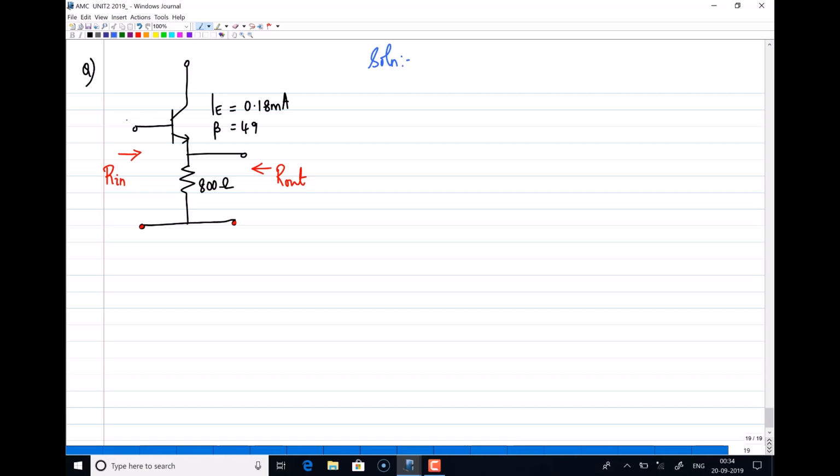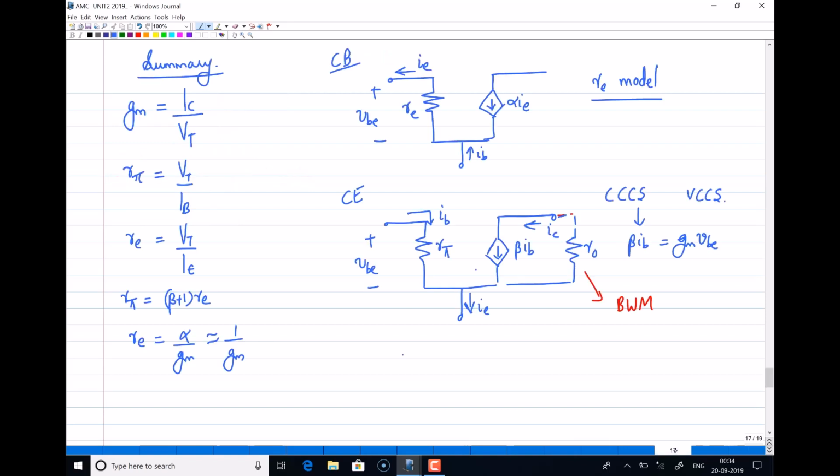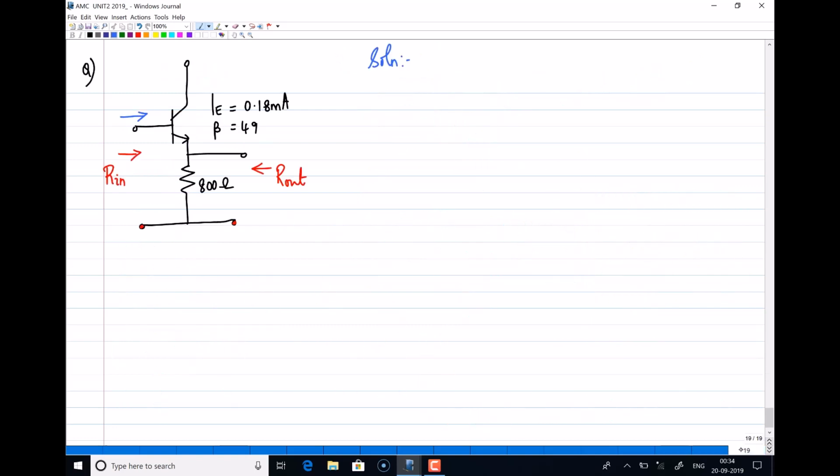Here, for the input impedance, we are looking into the base. We have discussed two models: one is the common base model, another is the common emitter model. This circuit is actually a common emitter configuration, but you have a resistance connected to the emitter node. This is called common emitter with a degeneration resistance. We'll discuss this a little later.